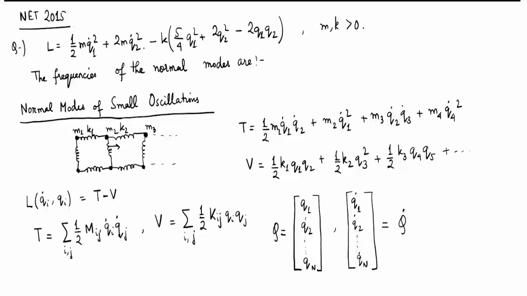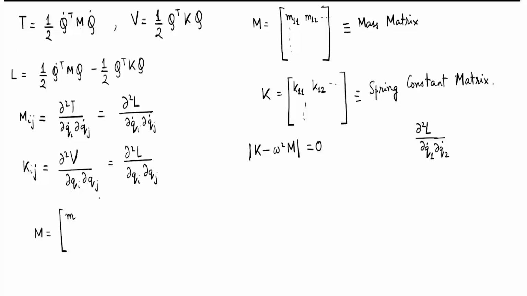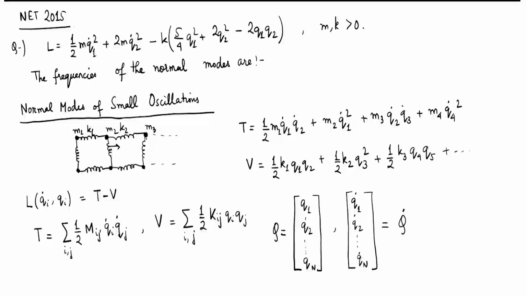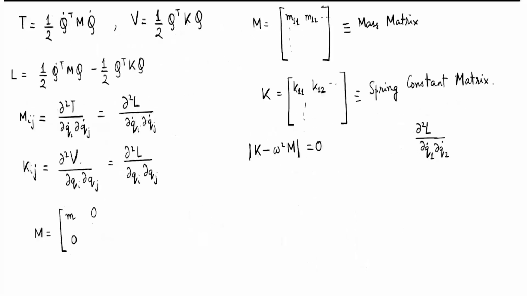Del 2L, del Q1 dot, del Q2 dot is 0. There are no cross terms in the kinetic energy. Similarly, the off diagonal terms are 0. This is del 2L, del Q2 dot square, so this is 4M. So the matrix with M, 0, 0, 4M is your mass matrix.